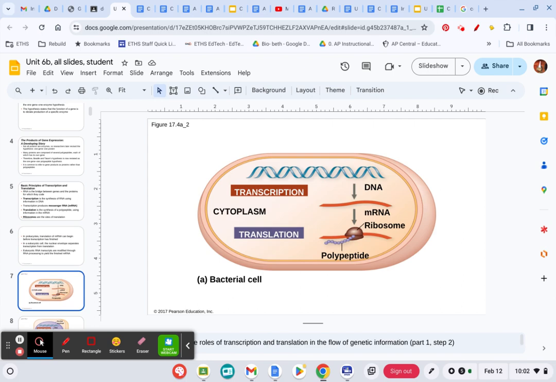So here is an example of a bacteria cell. Transcription happens very quickly, followed also very quickly by translation. No nucleus. It's all in the cytoplasm.